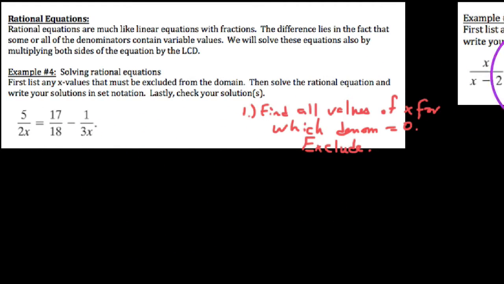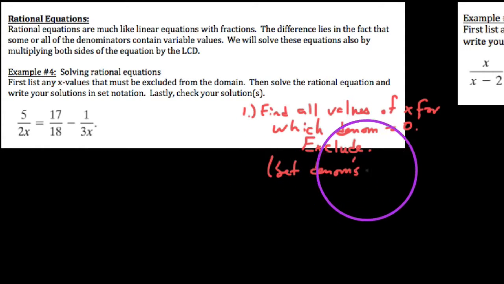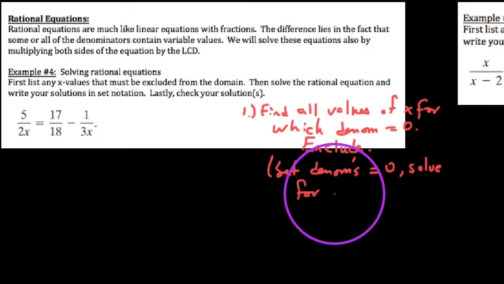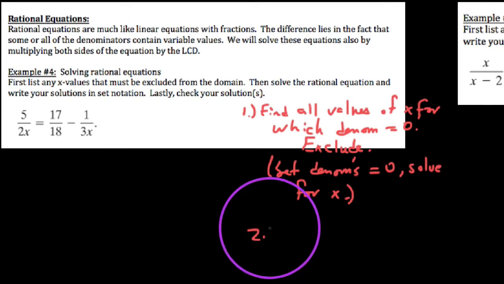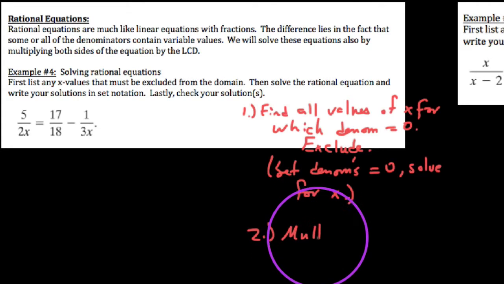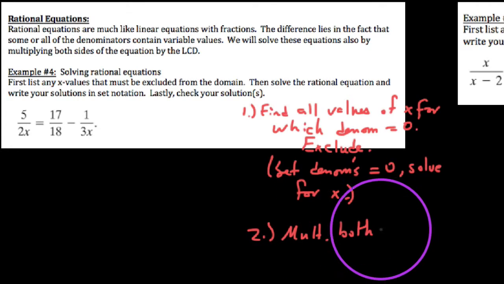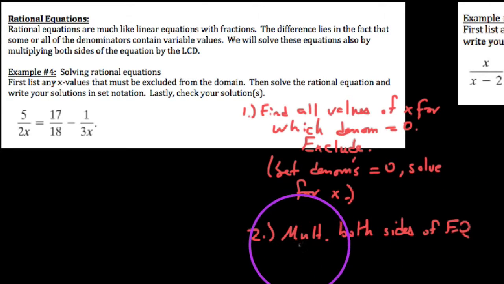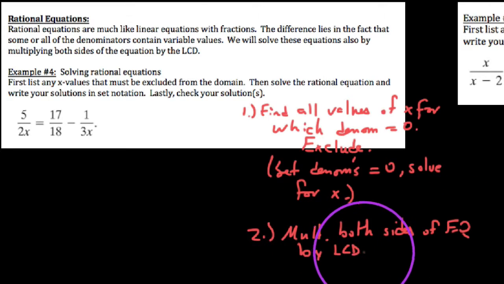I'll take you through a couple of examples of what this might look like. You'll notice it says first list any x values that must be excluded from the domain. So the way you do this is you basically set the denominators equal to 0 and solve for x. We're going to do this in each one, and then the next step will be to multiply both sides of the equation by the LCD, and then we're going to solve.